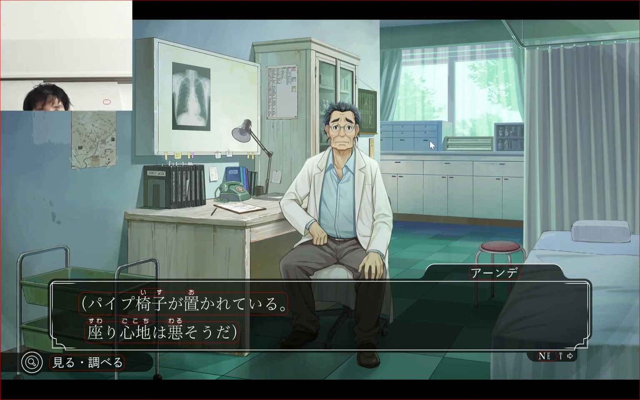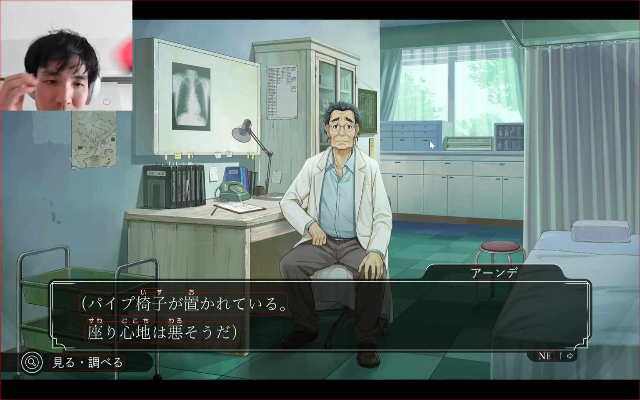Pipe, isu ga okarete iru. Oku is "I put." Okareru is "to be placed," the passive form. Oku, okareru, okarete iru. Pipe, isu ga okarete iru. A chair is placed there.